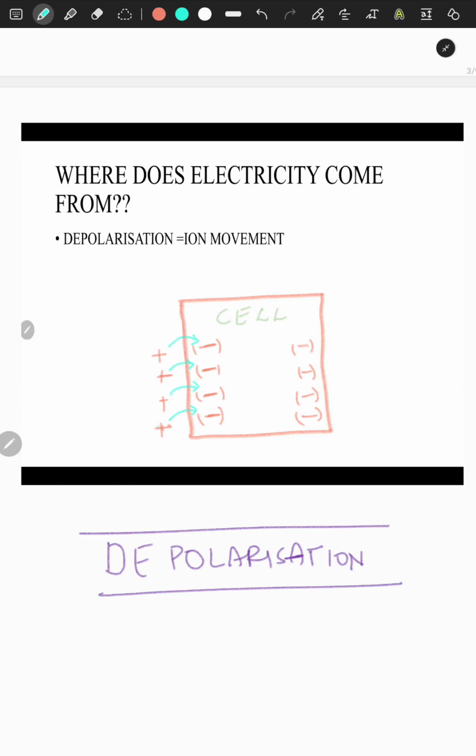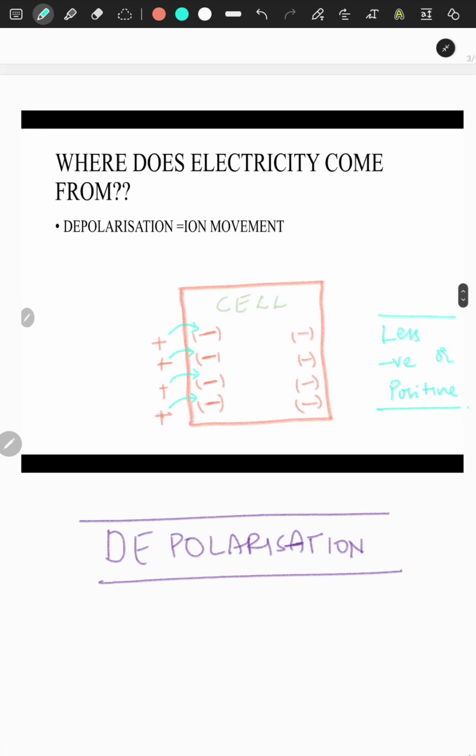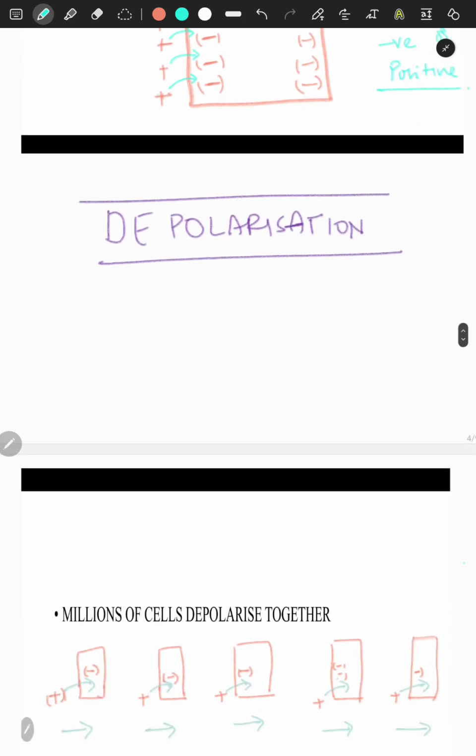This makes the cell less negative, or positive. This process is called depolarization. So this movement of ions produces electric current or electrical activity.